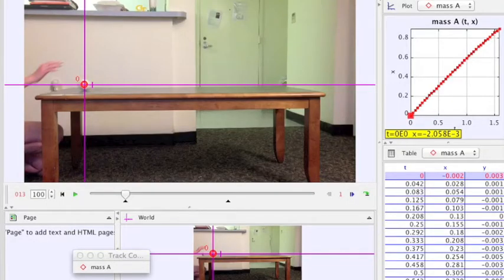Hi, my name is Avani Reddy, and this video is an analysis of an object moving at the same speed without changing direction. A lacrosse ball was recorded rolling across a table, and then the video was imported into Tracker.